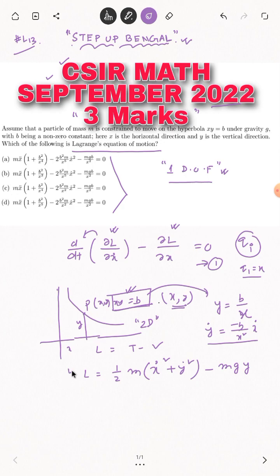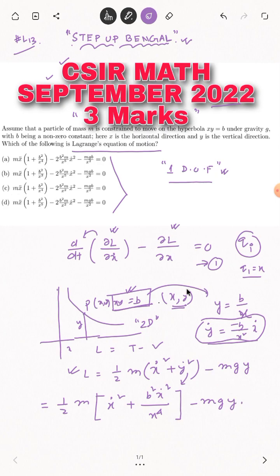So L is already done, just put the value of y dot here. Since we need y dot, we have already calculated the value of y dot in this portion. So x dot square plus y dot square will be x dot square plus b square x dot square divided by x to the power 4. This will be simply the expression for this part, and mgy will remain as it is. So this work is done, L formation is done. Now see, one derivative is given, del L by del x dot, and the other is del L by del x. So we now calculate these two results.